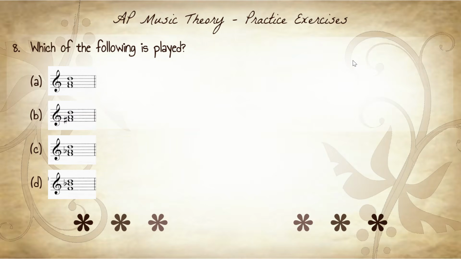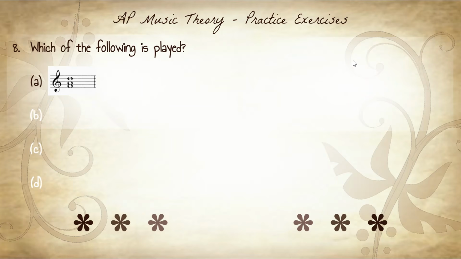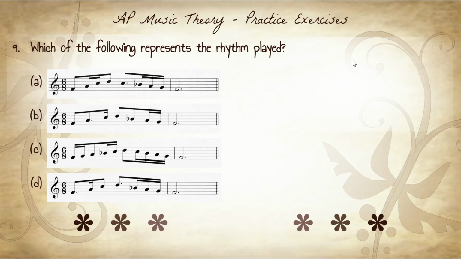Question 8. Which of the following is played? And there's a note that says, notice not only the quality of the triad, but also the inversion. Correct answer is A. The triad played was a D minor triad in first inversion. Answer A is the only answer that is minor, regardless of inversion. Questions 9 to 10 ask you to identify the rhythms.